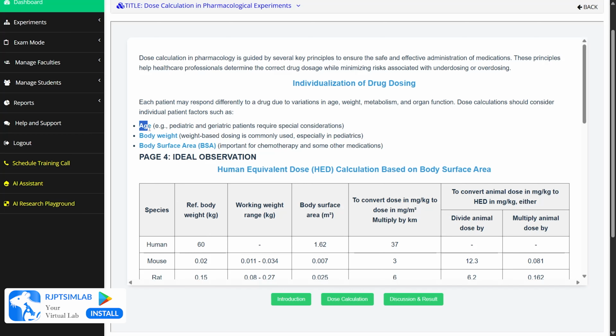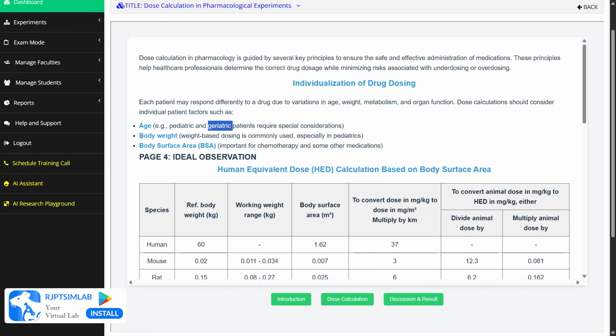The first factor is age. Age is a very crucial factor, basically for pediatric and geriatric patients. Pediatrics are small children or infants. We consider them pediatrics. Geriatric patients are old age patients. We consider them elderly patients.